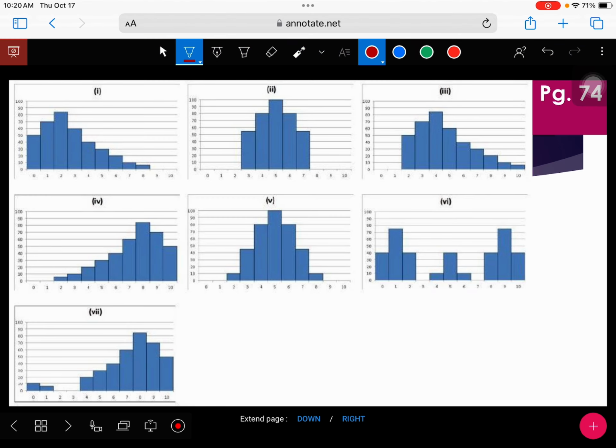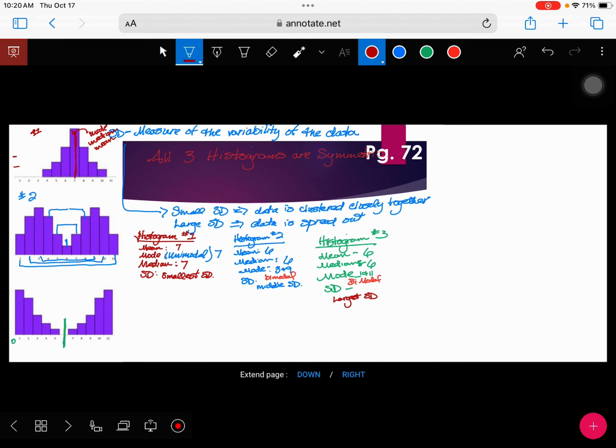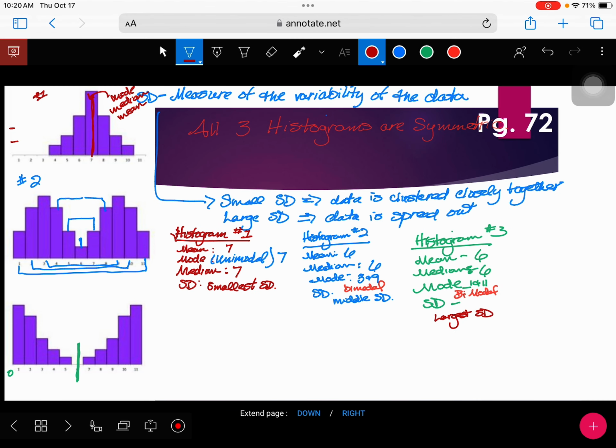All right, now let's turn to page. Oh, whoa. Too soon. Let's get ready and turn to page 74. Oh, more histograms. Yes. More histograms. Can I swap the slide yet? Okay.